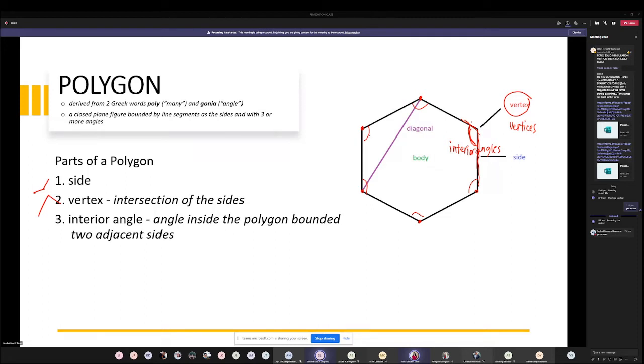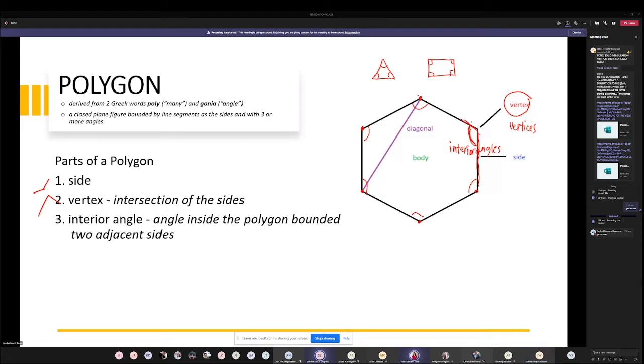So the number of interior angles of any polygon is equal to its number of sides. If we have a triangle, a 3-sided polygon, it also has 3 angles. If we have a quadrilateral, it has 4 sides, so it has 4 angles.